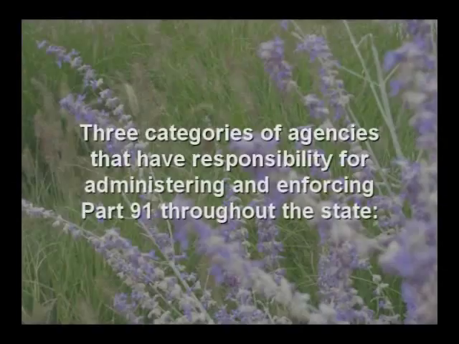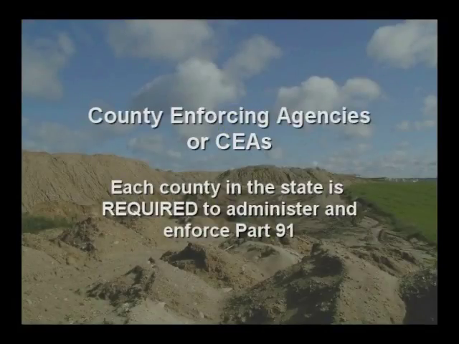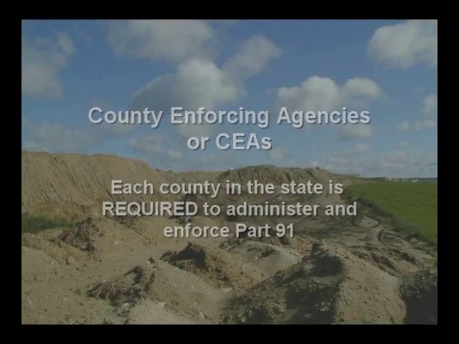There are 3 categories of agencies that have responsibility for administering and enforcing Part 91 throughout the state. Counties are required by statute to administer and enforce Part 91. The County Board of Commissioners of each county must designate an agency referred to as a County Enforcement Agency, or CEA, to be responsible for administering and enforcing Part 91 within the county.